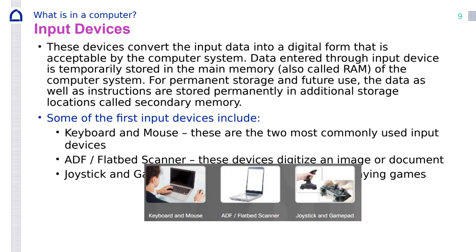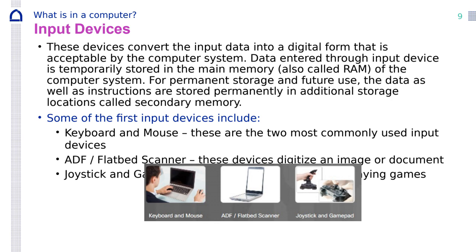Input devices, we already talked about input devices. They convert the input data into digital form that is accepted by the computer. Data entered through an input device is temporarily stored in the main memory called RAM. If you want permanent storage, the data as well as instructions are stored permanently in additional storage locations called secondary memory.